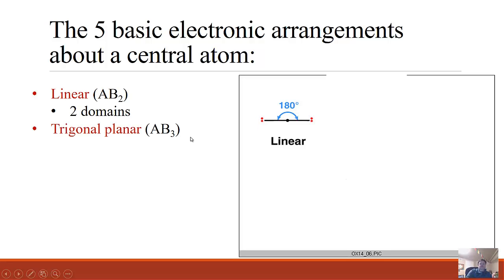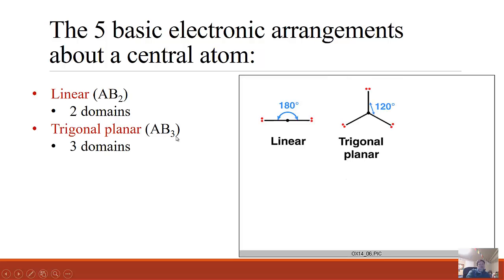Our second type is what we call trigonal planar, where AB3 is our generic formula. A is our central atom again, and we have 3 things around it, so we're going to have 3 domains. We call that trigonal planar, where if we take 360 degrees and divide it among them, we expect 120 degrees if there are no lone pairs.